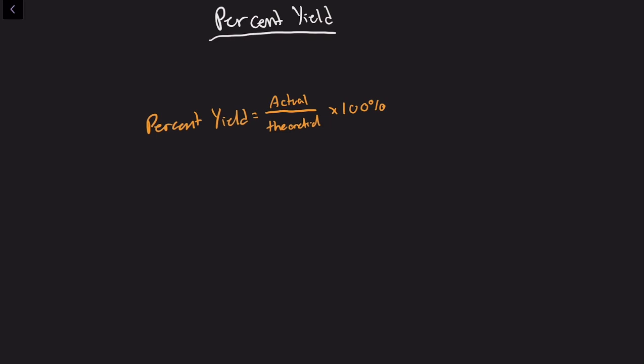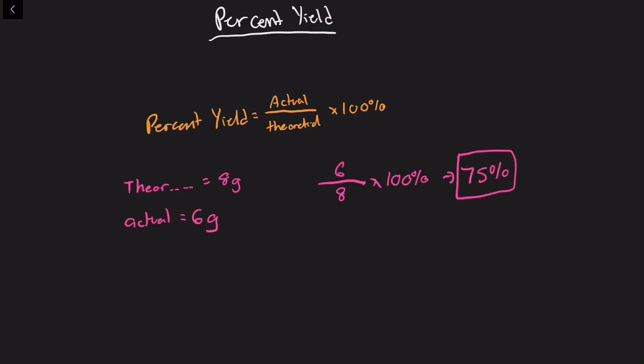So just as a quick example, if our theoretical yield is 8 grams of product and our actual yield is 6 grams, what is our percent yield? Well, we just have to plug them in. Our actual is 6 grams, our theoretical is 8 grams, times 100%. 6 over 8 is 0.75, times 100 gives us 75%. This means you recovered 75% of the product you could have made.